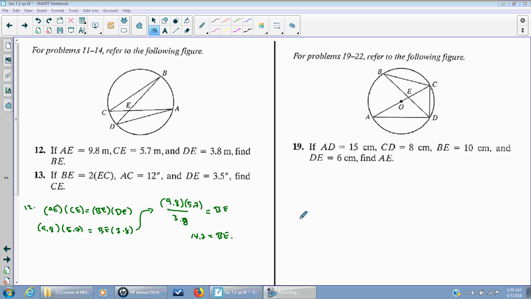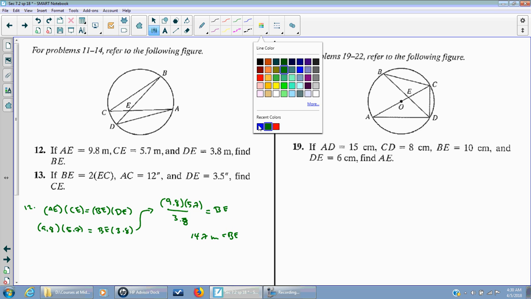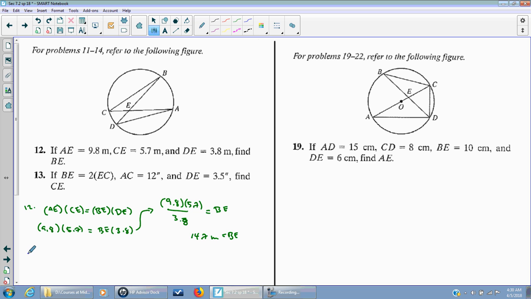So BE is 14.7, and oh yeah, I should put down 14.7 meters. This is a big circle. Okay, let's take a look at number 13.